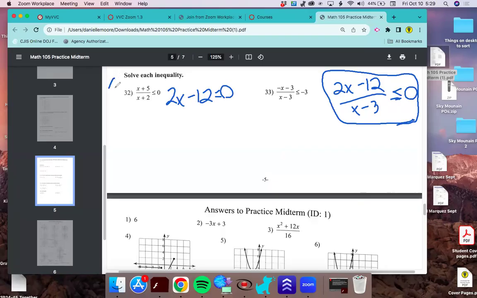And we'll say if I plug in a 3, x equals 3, positive 3, that's going to make this thing undefined. It's supposed to say undefined. Okay.